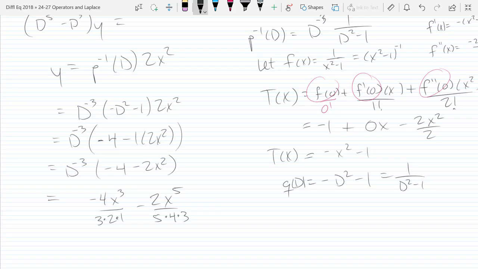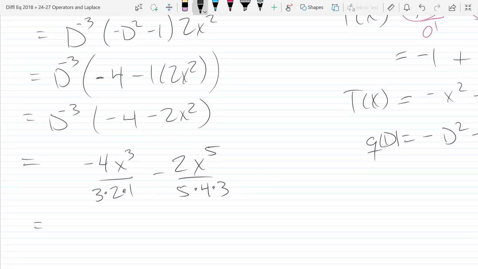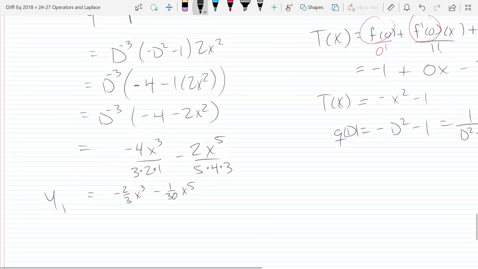I don't recommend doing this maybe on a midterm unless you're going to really check all your guesses. So I'd go one at a time normally. We can get a little reduction, but not too much. Negative 2/3 x cubed minus 1/3 x to the fifth over 30, or 1/30 x to the fifth. And this should be our yp, our particular solution.